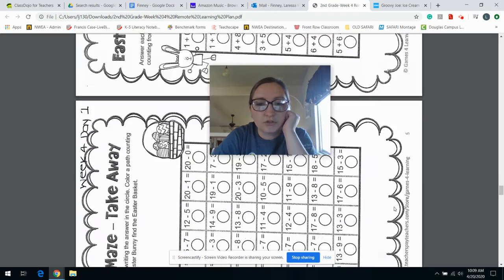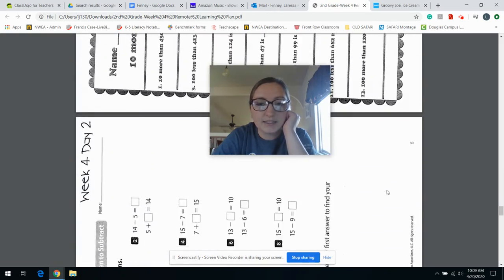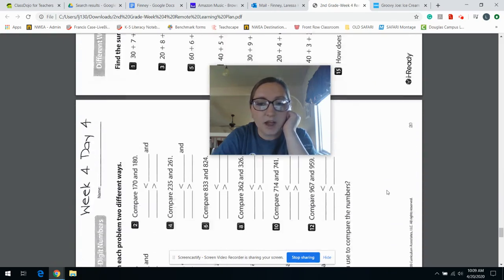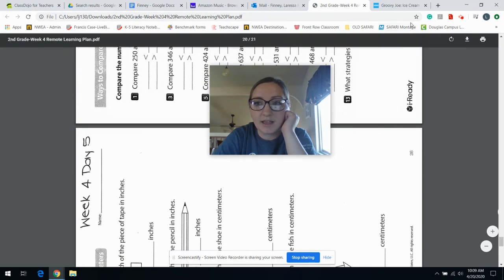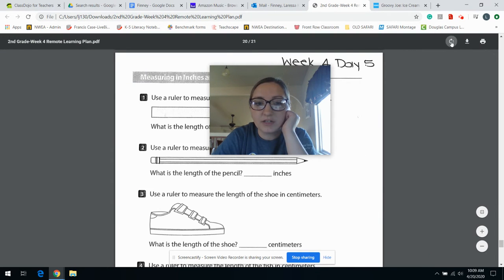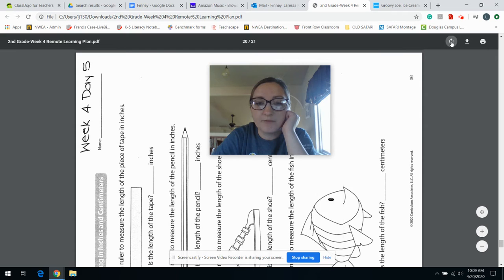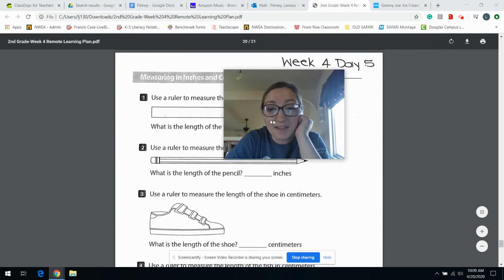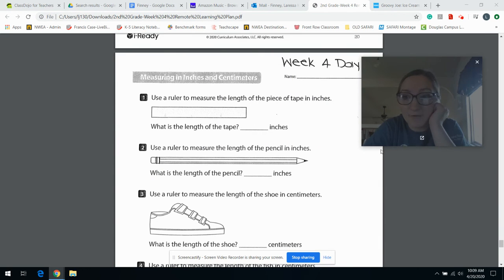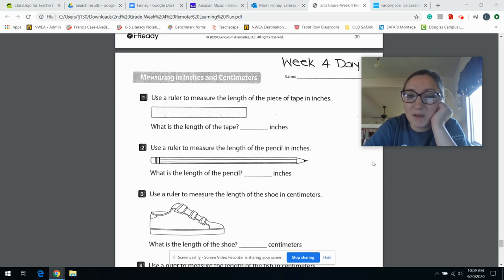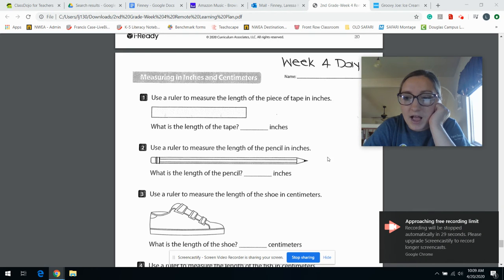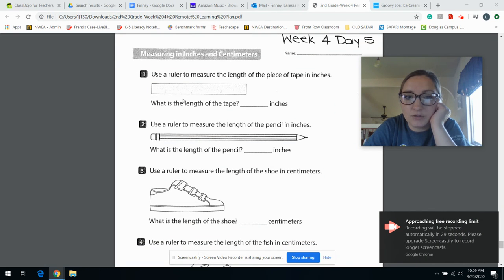And then we're going to scroll down to our math section, and today you are going to be working on measuring. Now, this may be a little tricky for some families because in my household, I don't have a ruler here. So this may be a little bit tricky for some families, but I have a solution for you if you do not have a ruler. Because it is asking you to measure specific objects using inches.